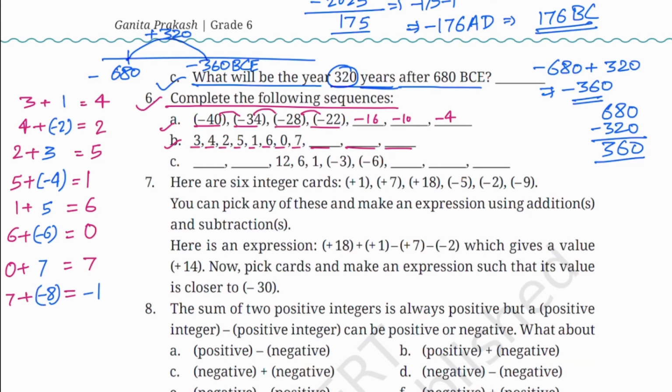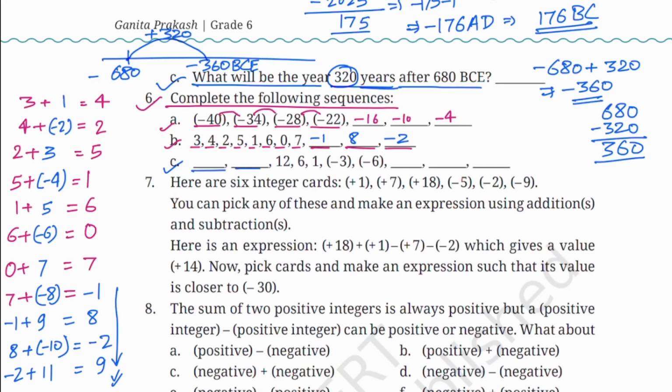Similarly, minus 1 plus 9 is equal to 8, 8 plus minus 10 is equal to minus 2, minus 2 plus 11 is equal to 9. Similarly, you can do for more. What you have to fill is minus 1, 8, minus 2, and so on if asked.